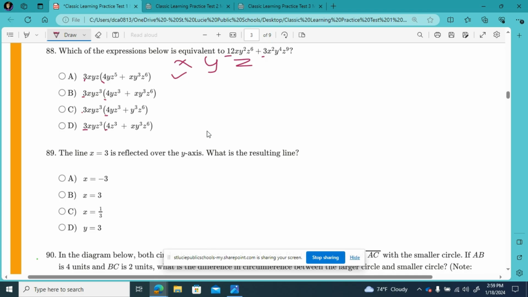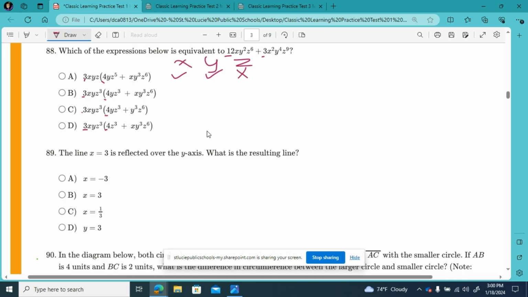My y's, I got y times y is this 2y. And this y times y to the power of 3 is y to the power of 4. So my y's are a match. And then z, I have z times z to the power of 5 is z to the power of 6. And z times z to the power of 6, which is z to the power of 7. It's not z to the power of 9. So my z's are out on option A. So I'm going to move on quickly to option B.